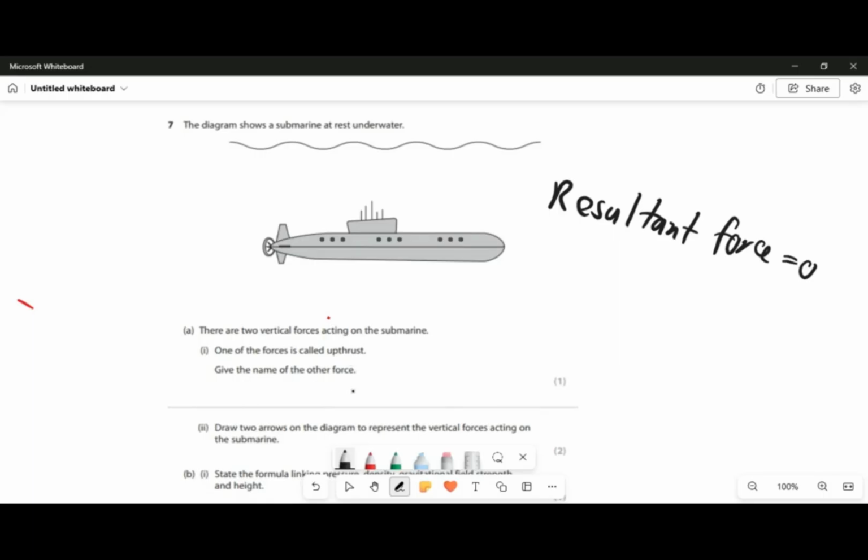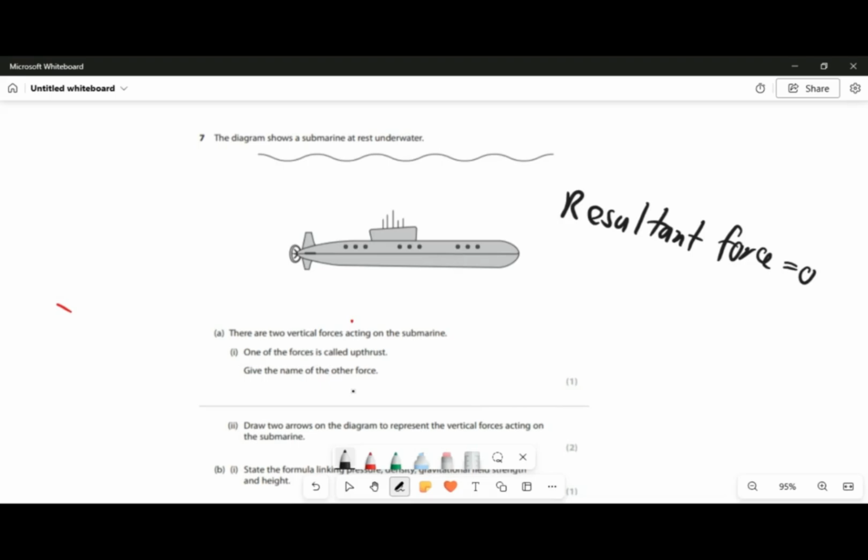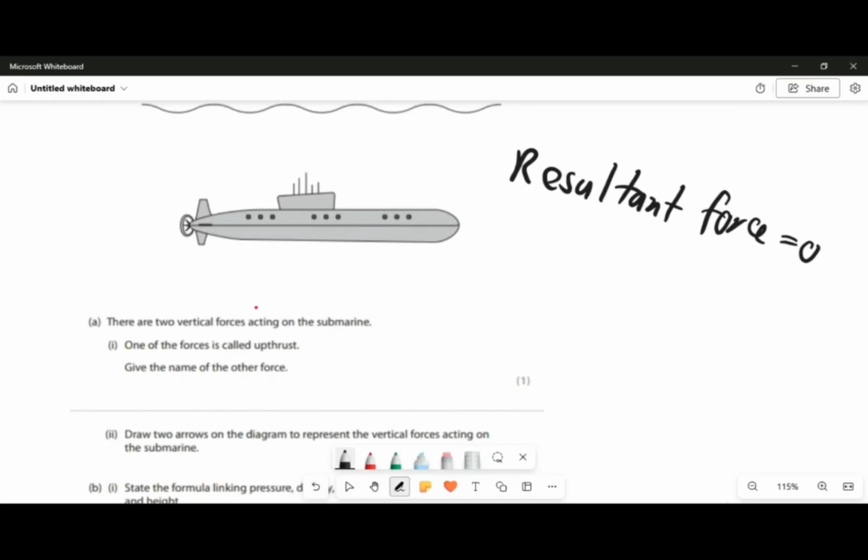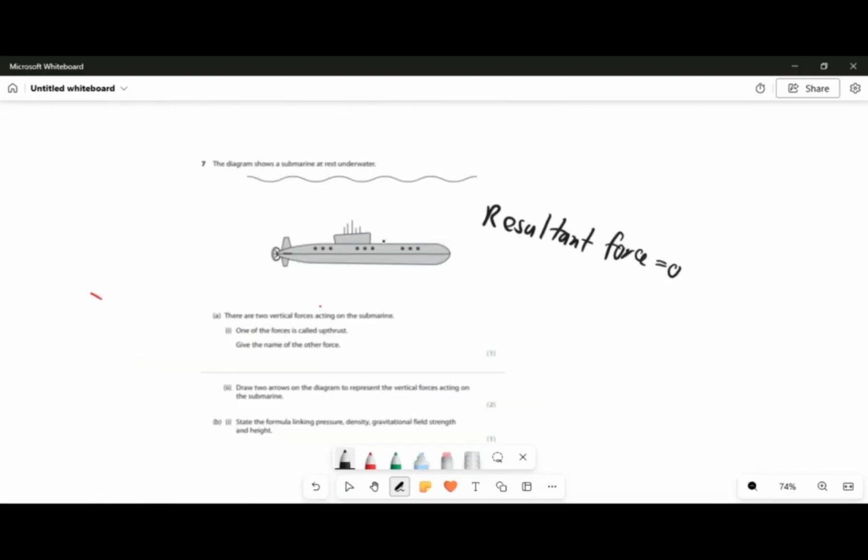So we'll see what is meant by upthrust first. When an object is fully or partially immersed in a fluid, an upward force is given by the fluid on the object. So that is the upthrust. Upthrust always acts in the upward direction. Since the resultant force is zero, definitely the other force should be in the downward direction. So definitely the other force should be the weight. Weight means the gravitational force acting on the object.